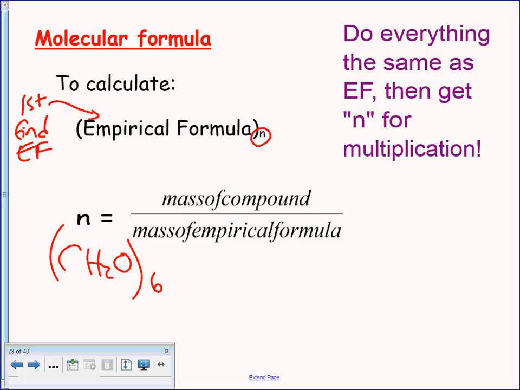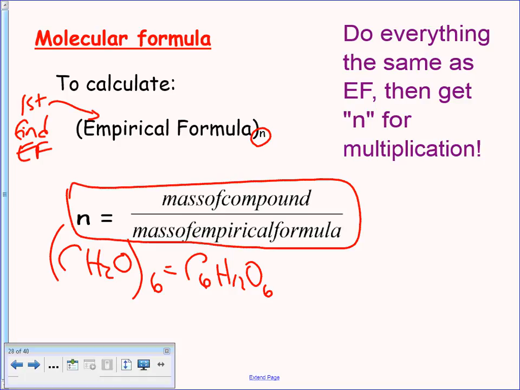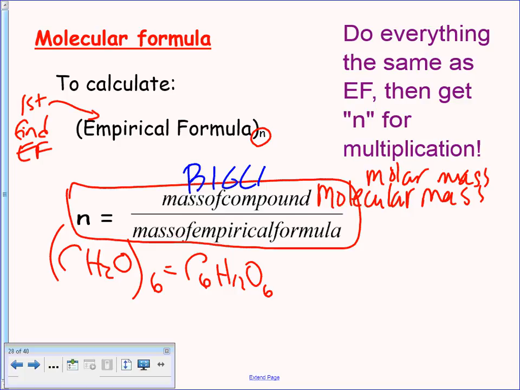This is the what? EF or MF? EF. So what is the MF? C6H12O6. So that multiplier, though, I sometimes will give you the multiplier. I'll say the multiplier is 6 or whatever, but you can find the multiplier by using this little setup. And the way you find the multiplier is I will give you something called molecular mass or molar mass of the molecule. I'll give you a hint. It's always the bigger number. Doesn't fail. It's always the bigger number on top.